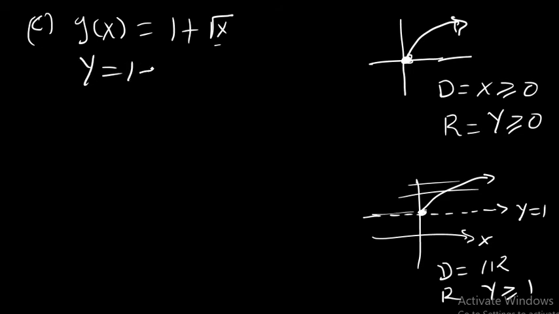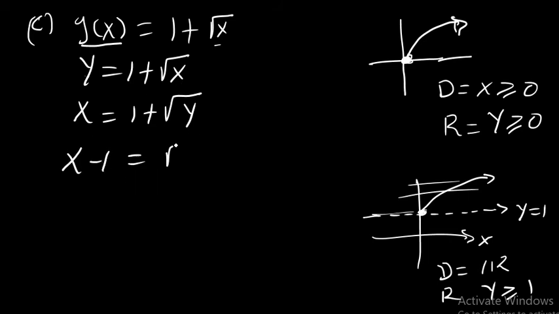Y is equal to 1 plus square root of x. Then x is equal to 1 plus square root of y. First thing, g of x means y. And then the next step is exchanging places. Interchange x and y. So in place of y, write x. In place of x, write y. Then reshuffle. X minus 1 is equal to square root of y. This one I brought here.